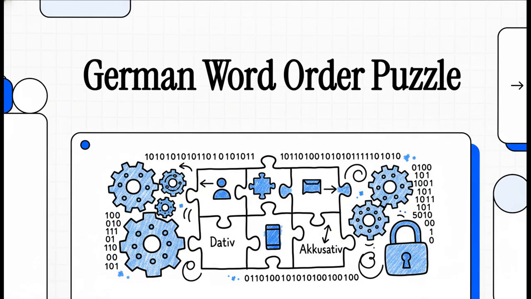Hey there, and welcome. Today we're going to tackle a classic German grammar puzzle. Where in the world do the dative and accusative objects actually go in a sentence? I know, it might seem tricky, but I promise, by the end of this, you're going to have the secret code to solve it. Every single time.